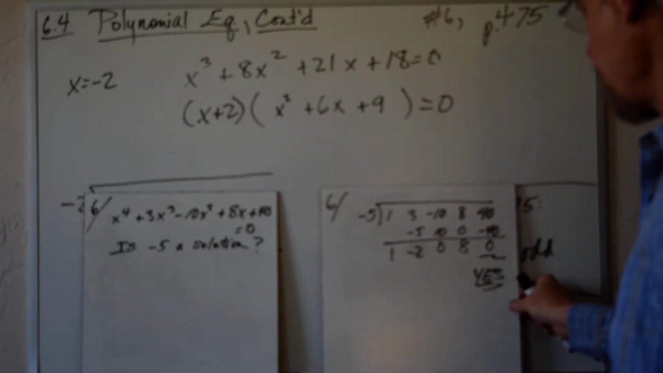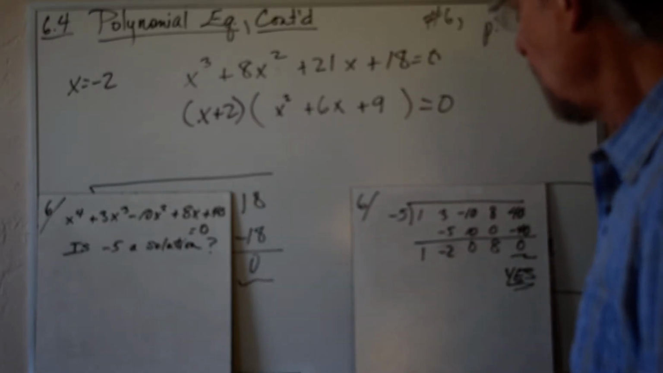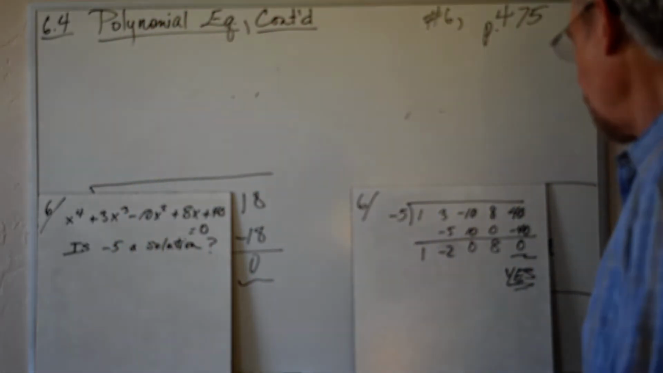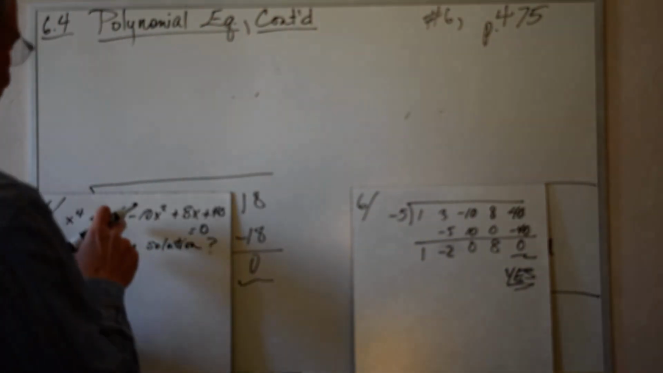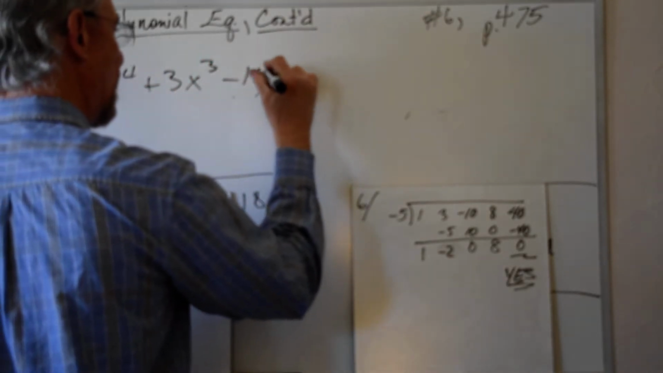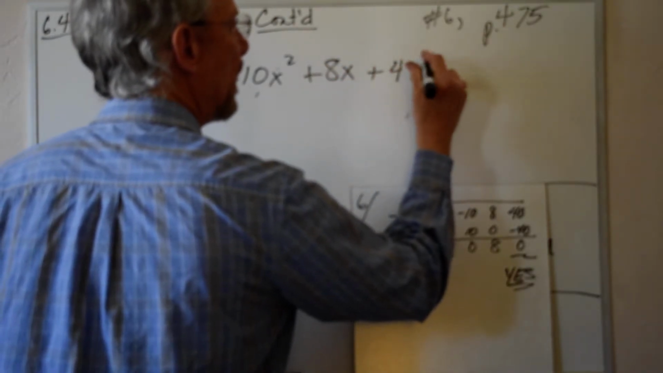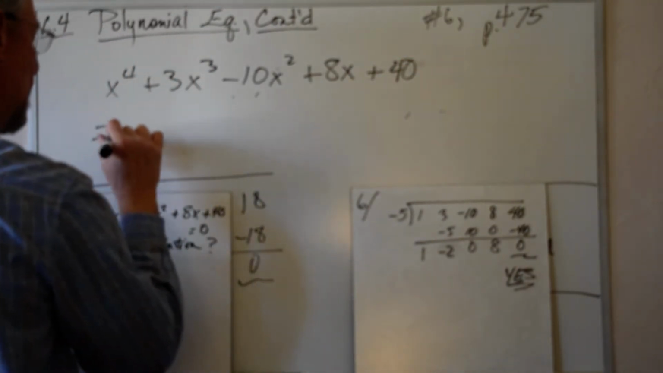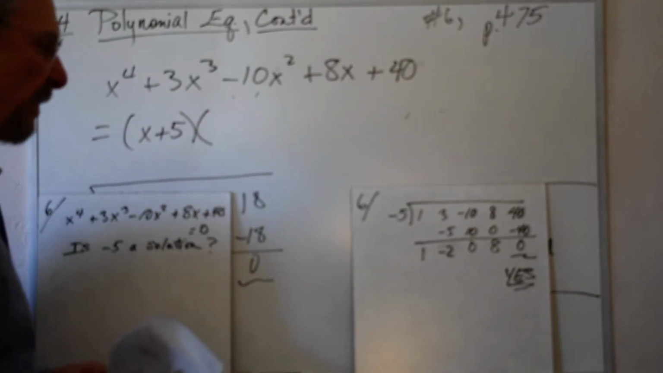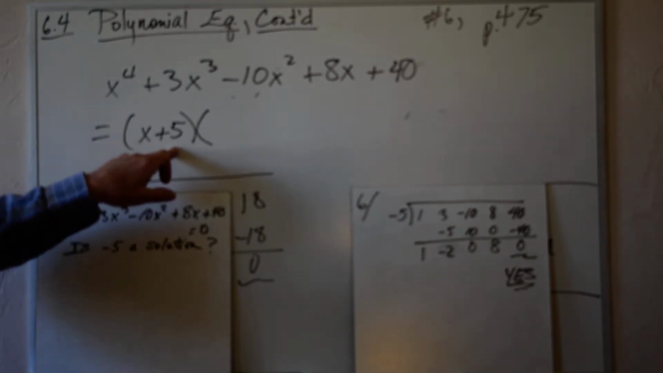Furthermore, if you were looking for the other solutions, you have at least gone this far. What you have shown is that you take this initial expression, x to the fourth plus 3x cubed minus 10x squared plus 8x plus 40, you have shown that x plus 5 is a factor there, right? Since negative 5 is a root, that means x plus 5 is a factor.